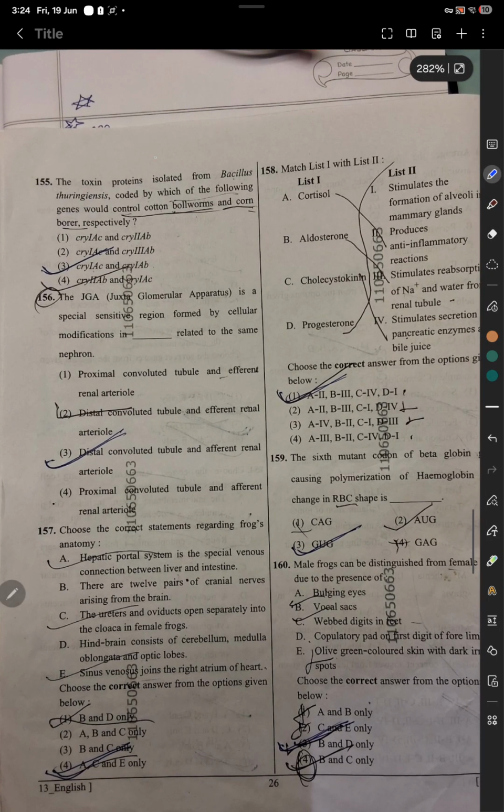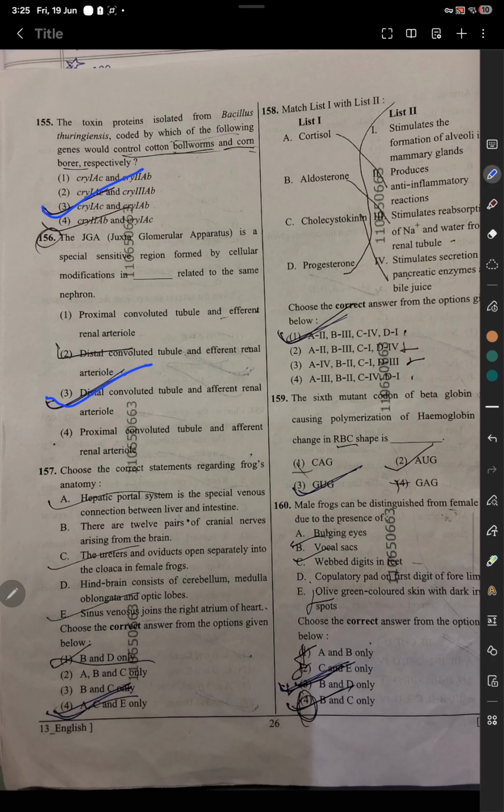Question 155. The toxin protein isolated from Bacillus thuringiensis coded by which of the following genes would control cotton bollworm and cotton borer respectively? Option number 3 is correct. Question number 156. The JGA is a special sensitive region formed by cellular modification in dash related to the same nephron. So option number 3 is correct.